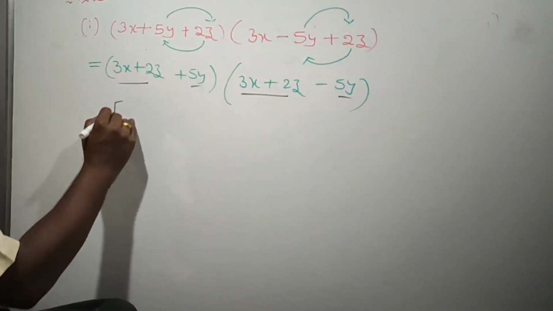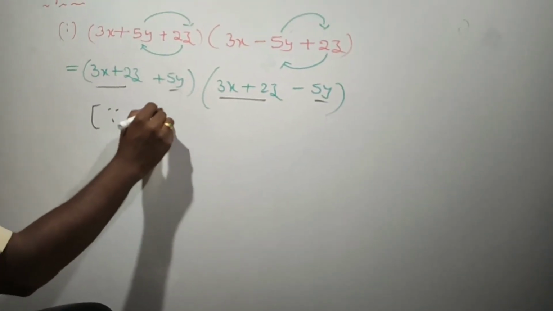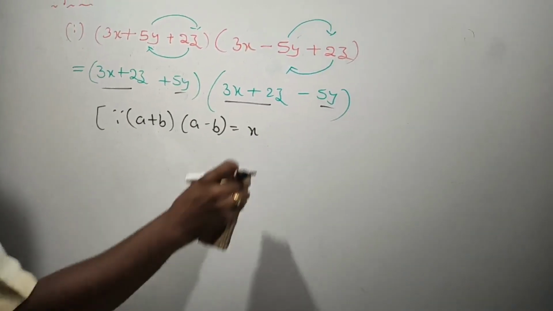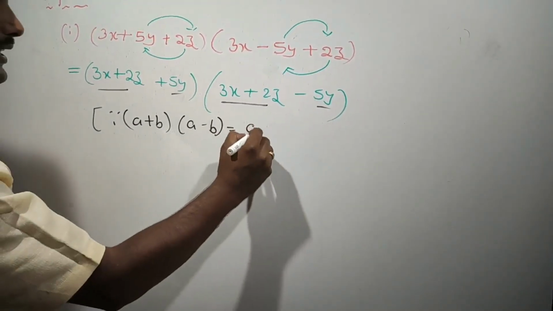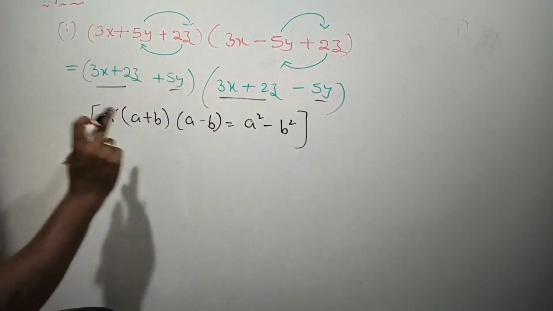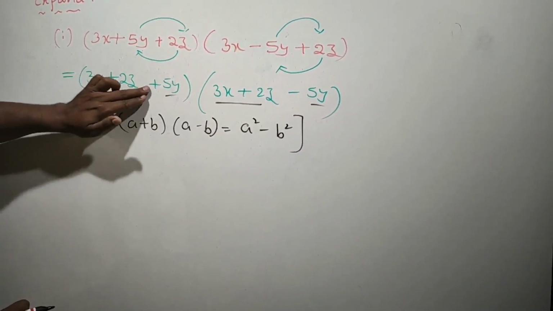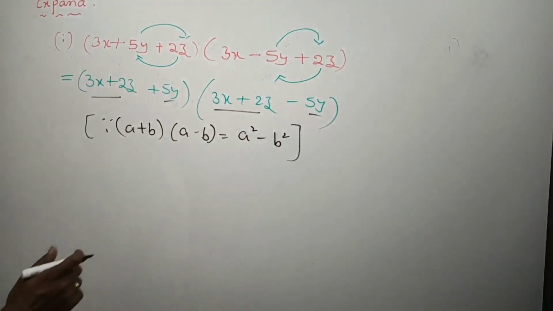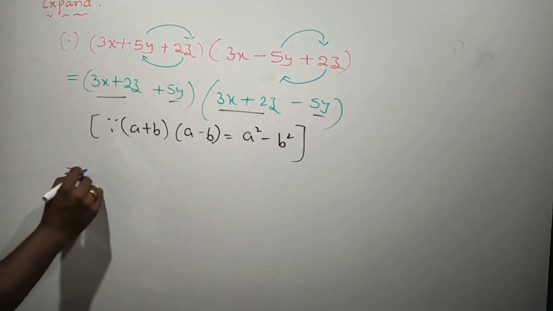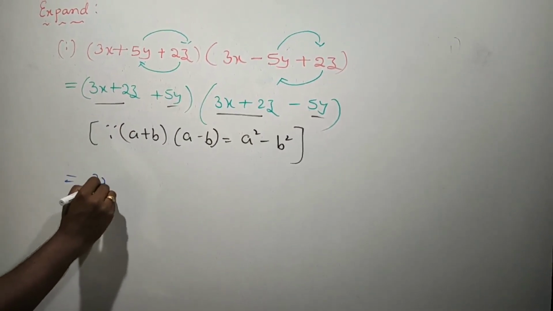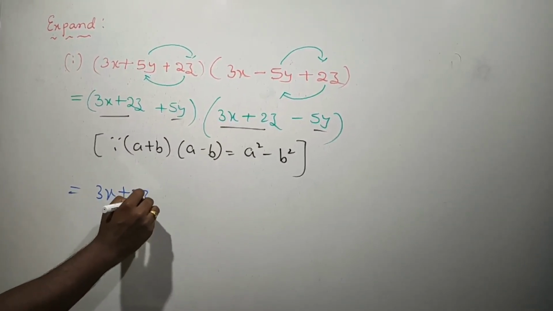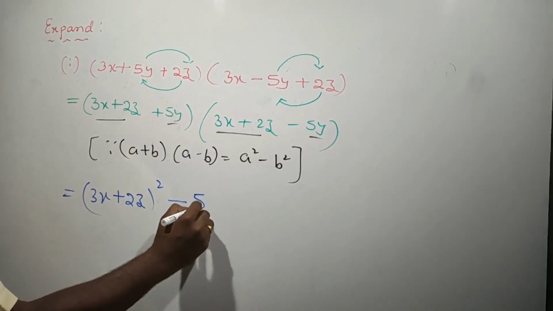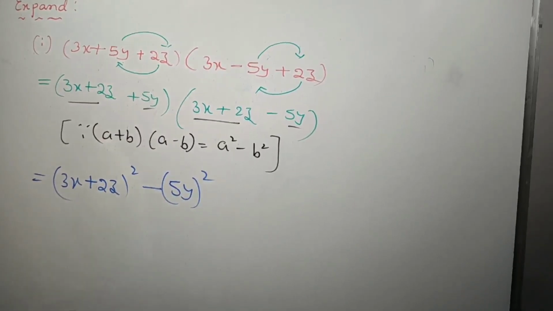Means, you know the identity A plus B into A minus B is equal to A square minus B square. A square minus B square identity, you know, children. See, this is A term plus B. A plus B into A minus B is equal to A square minus B square. I will substitute that. A value, what is it? 3x plus 2z whole square minus B value 5y whole square, children.